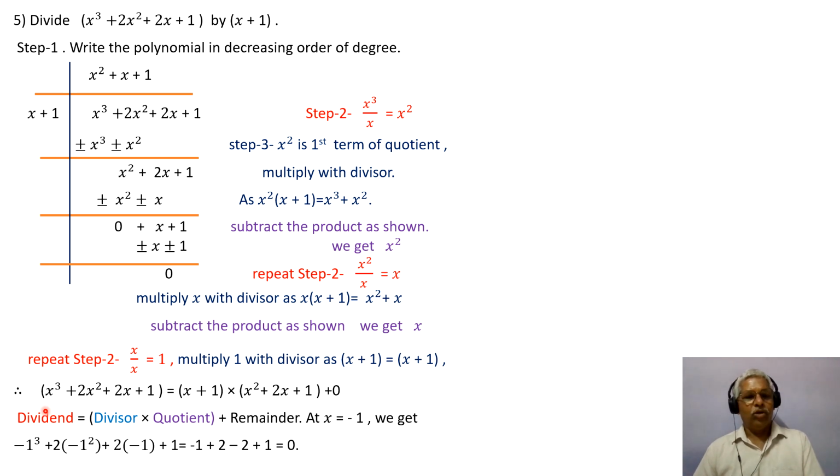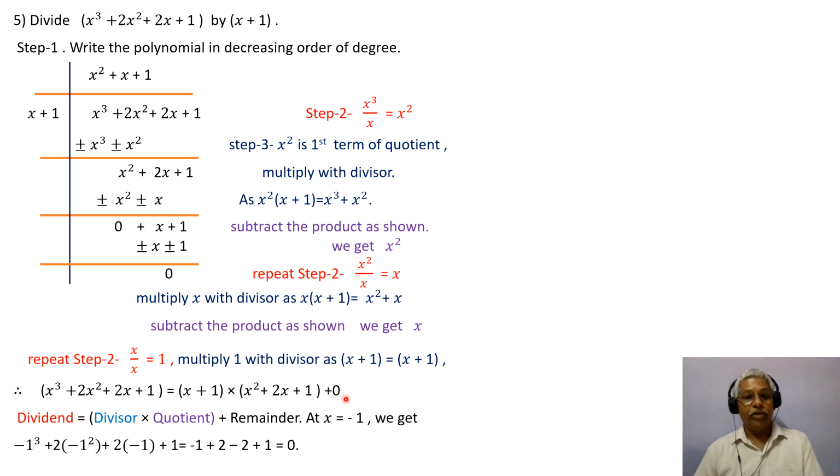So you can write it like this, that we were writing: dividend equal to divisor into quotient plus remainder. So x cube plus 2x square plus 2x plus 1 can be written as this divisor x plus 1 into this quotient x square plus 2x plus 1, plus remainder is 0.